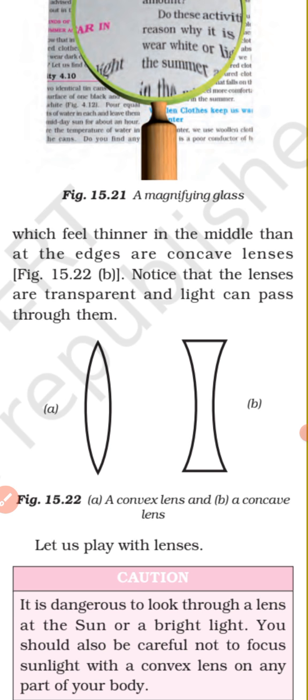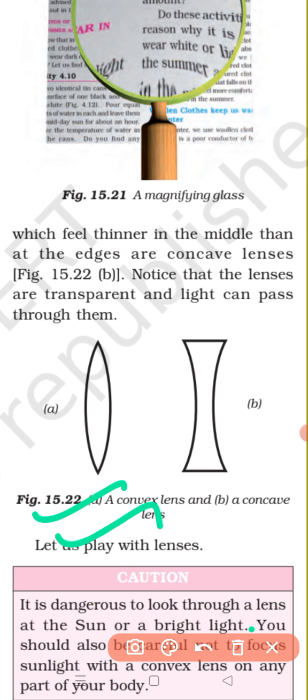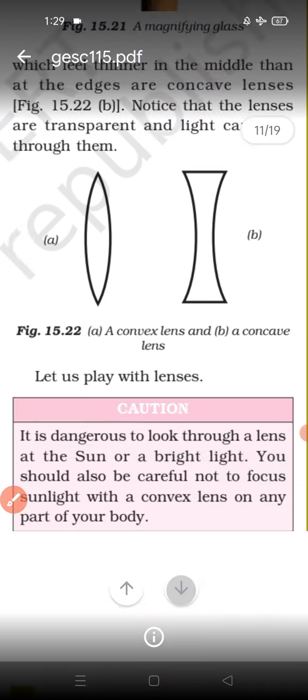So what is mentioned here? Notice that the lenses are transparent and light can pass through them easily. Lenses are transparent material with two spherical surfaces, and because they are transparent, light can easily pass through them. Are you getting it? You must remember how to represent a convex lens and a concave lens. Clear?